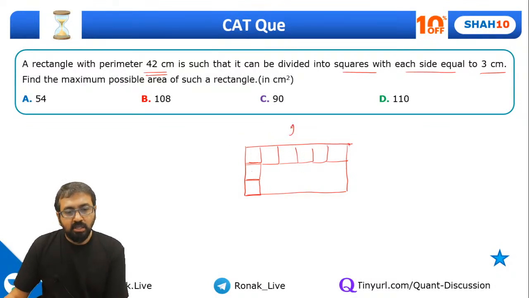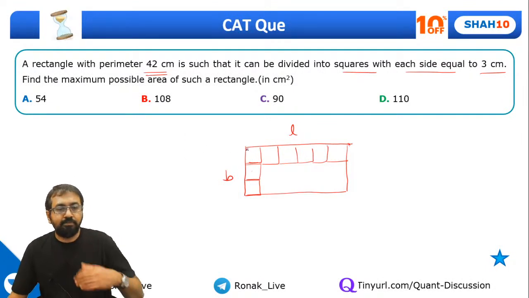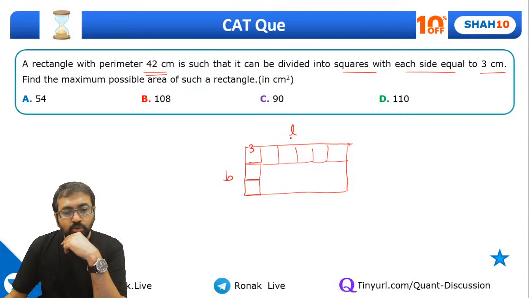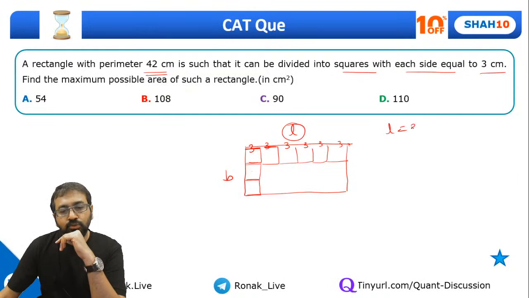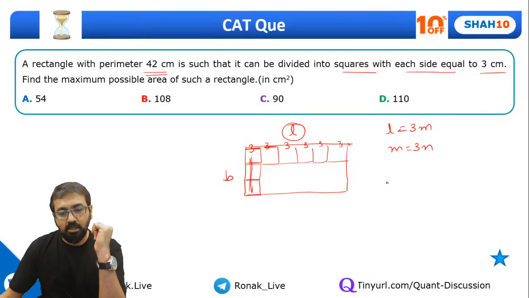So the area is of course length into breadth, and the perimeter is 42, right? Now can I say we are able to divide this L in some parts where each length is 3, so L should be a multiple of 3. So let's take L equal to 3m. Same way this breadth should also be a multiple of 3, so it should be 3n, right?